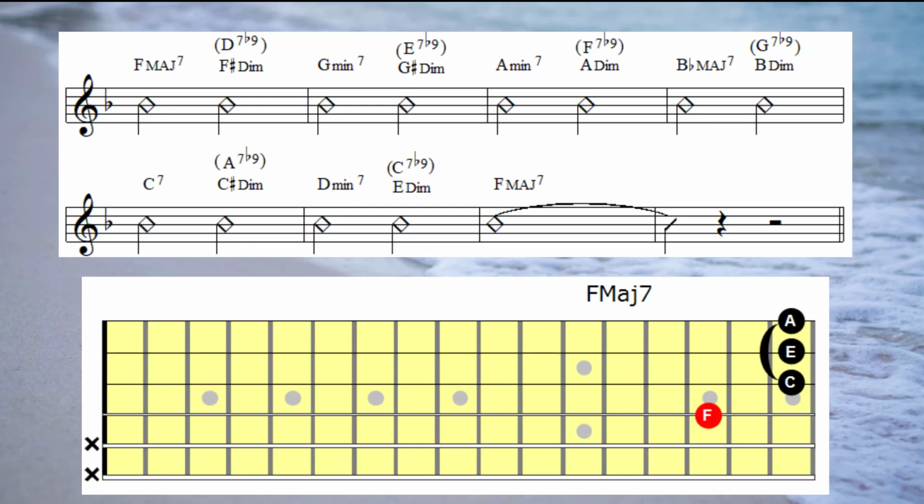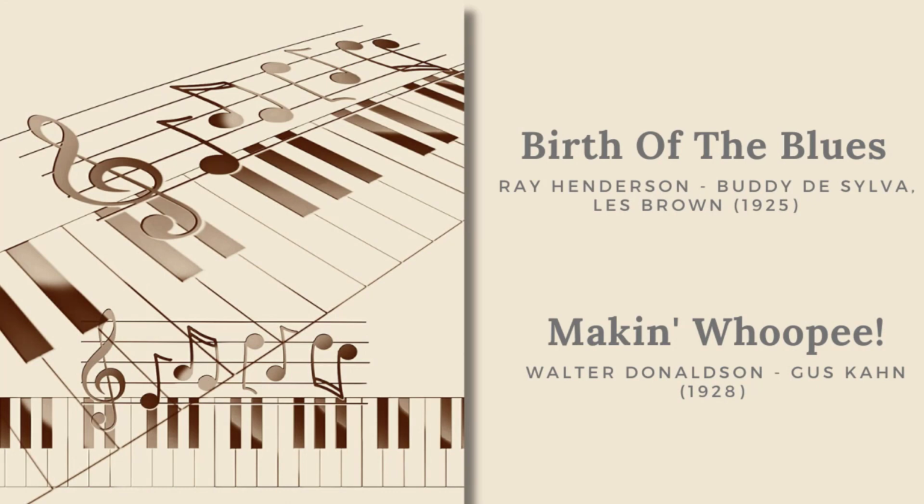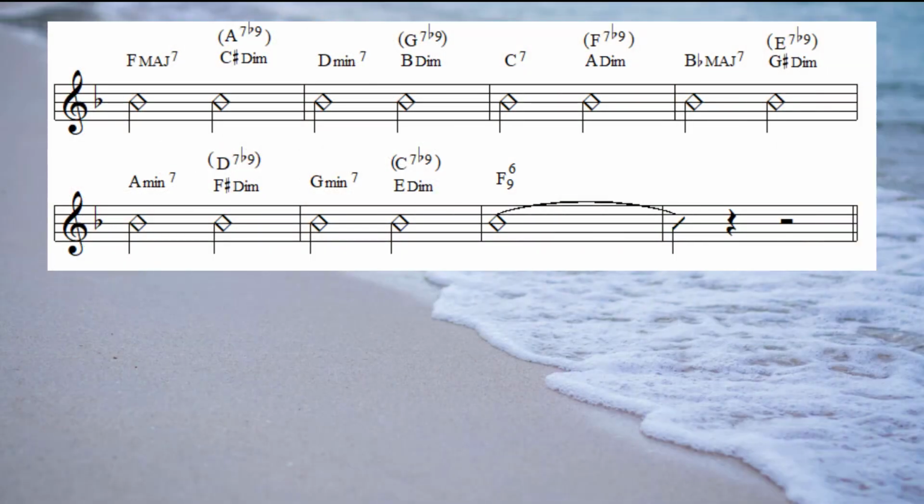Again, some of you might recognise some of the chord progressions from tunes such as Birth of the Blues and Making Whoopee. And now here's that progression backwards. Take note of how the diminished chords introduce the scale tone 7th chords.